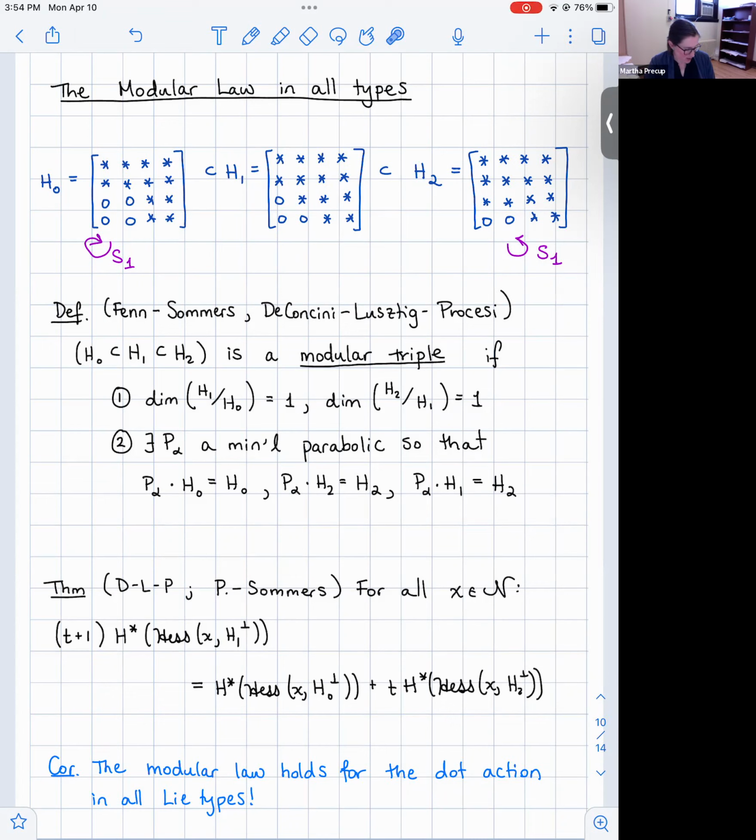So this theorem was actually already in De Concini, Lusztig, and Procesi for a very special case. They didn't prove it for arbitrary nilpotent matrices. They proved it for nilpotent matrices with the property that the nilpotent orbit was actually dense in the nilpotent ideal. Okay. And so Eric and I were able to tweak their proof, and you needed to do a little bit of legwork to actually show that in fact it works for arbitrary nilpotent matrices as well. So the corollary here is that this modular law in fact does hold in all Lie types, which is very, very nice for computing.